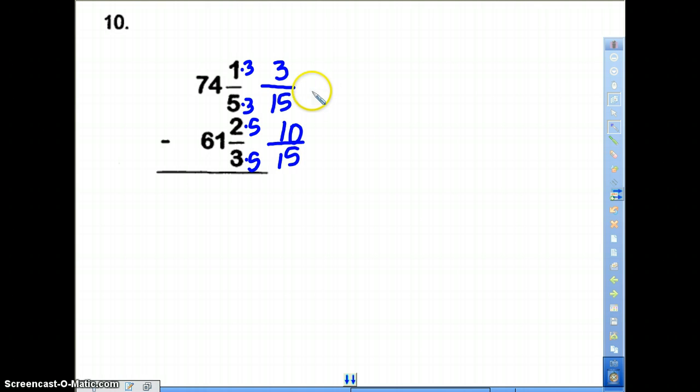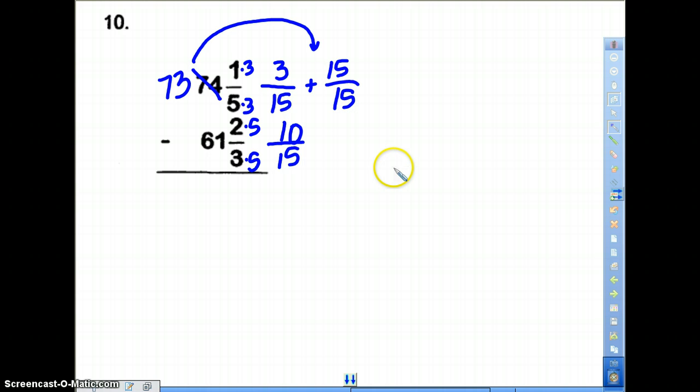Not so certain I want to do that. So what I can do is what we did with number 9. I can borrow a whole from this one, call that 73, and I'm going to bust that whole up into how many equal pieces? Yeah, I'm going to put it over here and add it to this piece here. And I'm going to call it 15/15. Tell me again why I'm calling it 15/15. Yeah, because our denominator is 15.